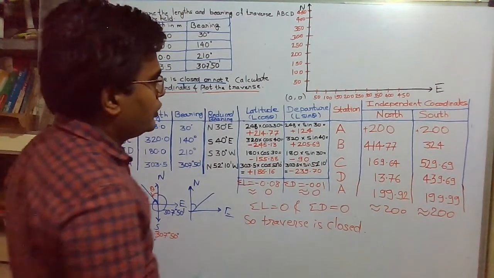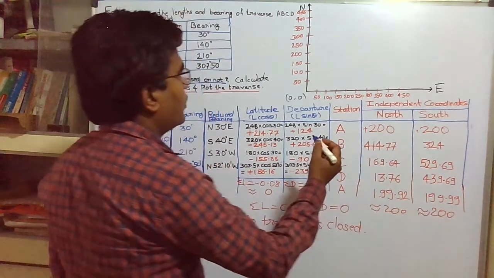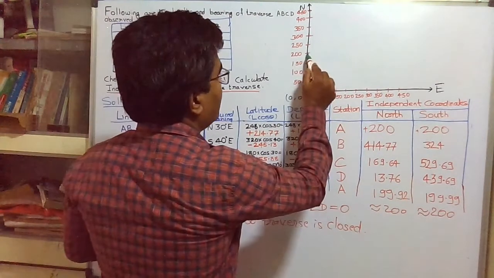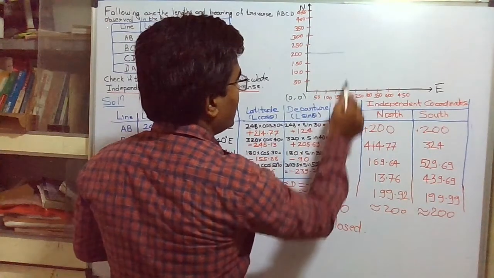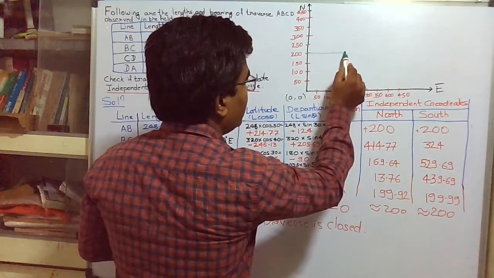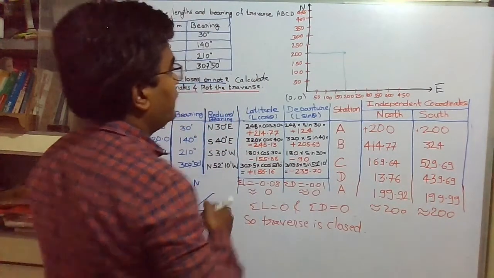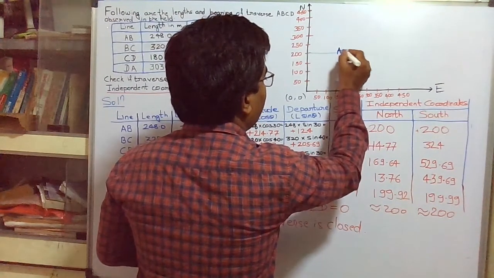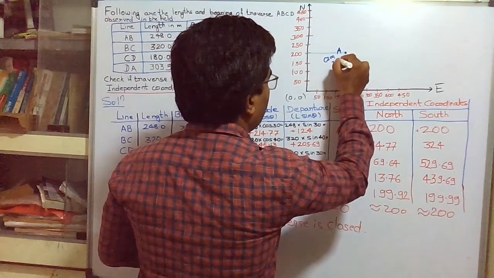So here what is the coordinate of point A? 200, 200. So here we can get 200 here. This is the 200 line, and from here this is our point A. This is point A, having coordinate 200, 200.